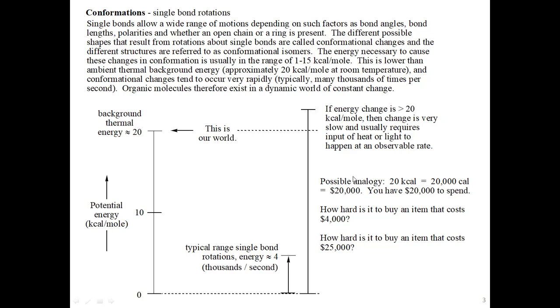One way to think about the energy is to think about a cost that you have to pay or money that you get. So I often use this analogy of 20 kilocalories is the same as 20,000 little calories. And look at each little calorie as $1, so that would be like $20,000. So if you have $20,000 to spend, that's our background energy, and you had to buy something that costs $4,000, you could easily do that. And so we can easily rotate through these different conformational changes. However, if you had to buy something that cost $25,000, you'd be stuck. You wouldn't be able to do that without borrowing some money or doing something extra, saving it.